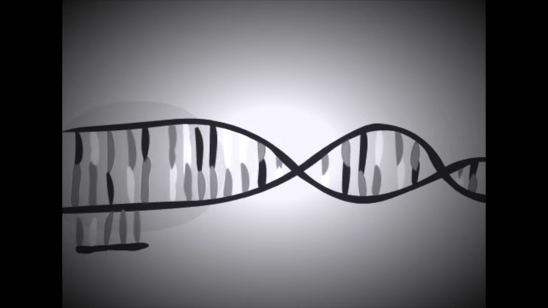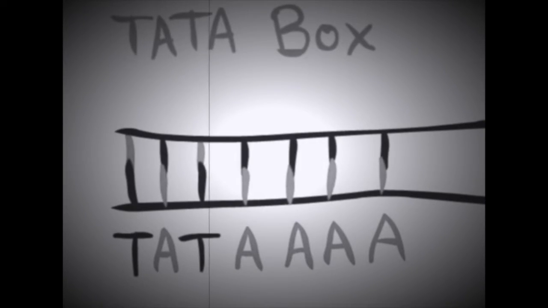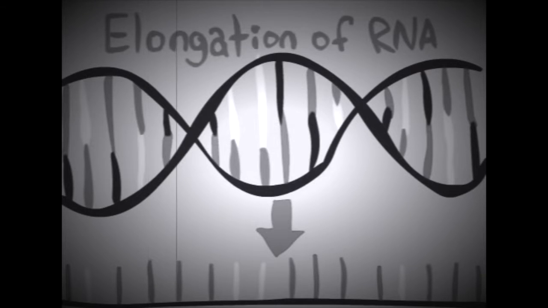While going along the DNA template strand, the polymerase starts to copy the DNA at the TATA box. This is an area of a sequence of code that begins with TATAAAA, allowing the enzyme to know where to begin. The polymerase creates a complementary strand of that DNA segment with this copied code. This is called the elongation of RNA.